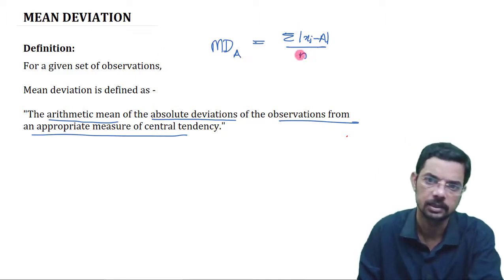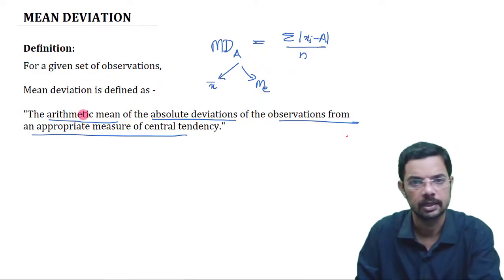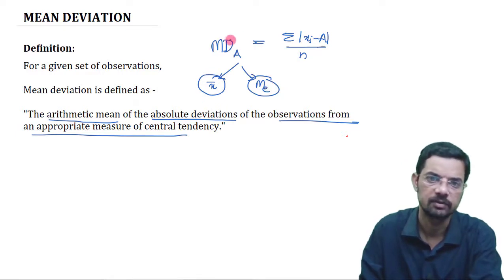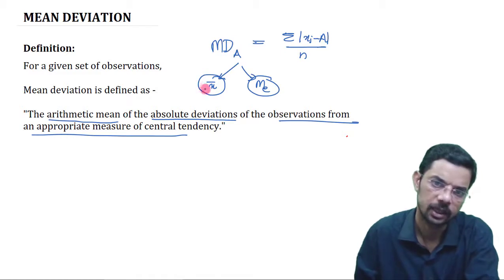Here A could be either x bar or the median. In case it is x bar, we say it is mean deviation about the mean. Otherwise, if it is the median, we say it is mean deviation about the median. So, let us first take an example for mean deviation about the mean.